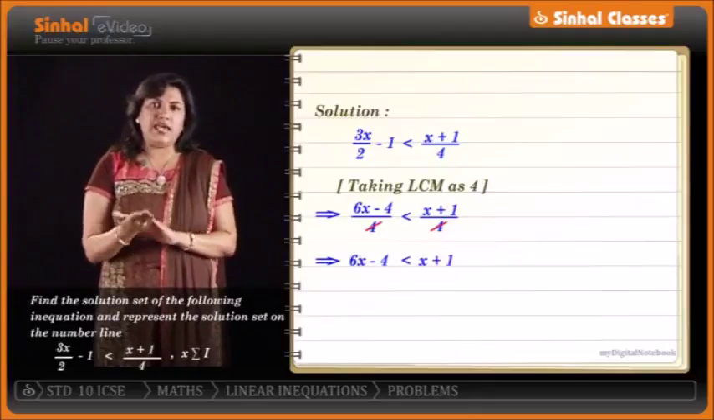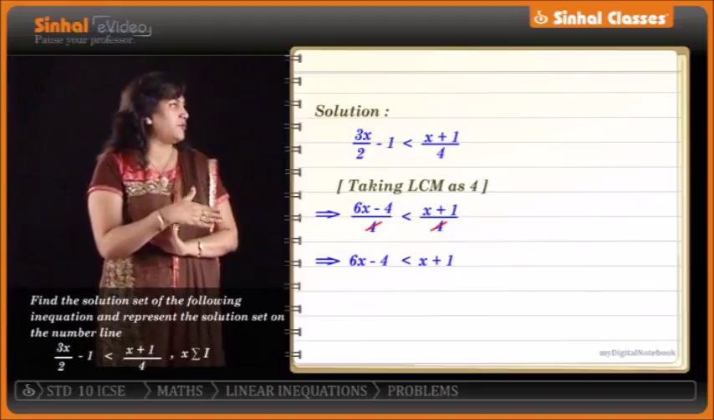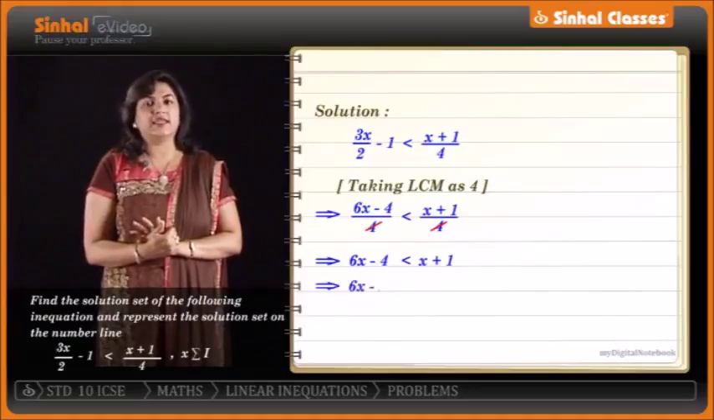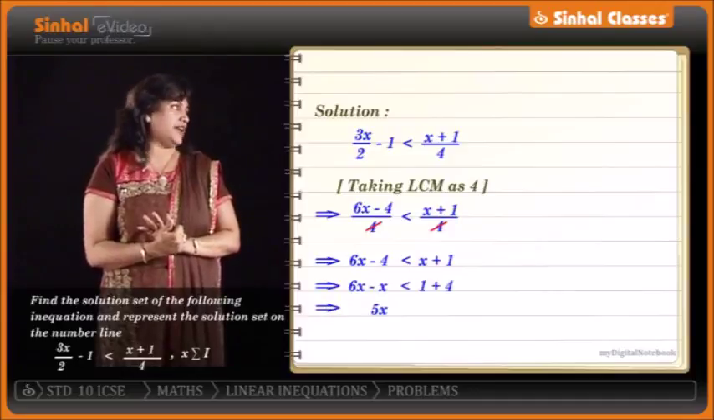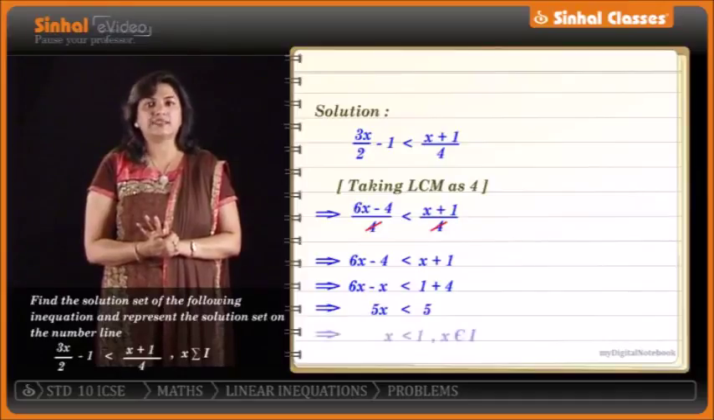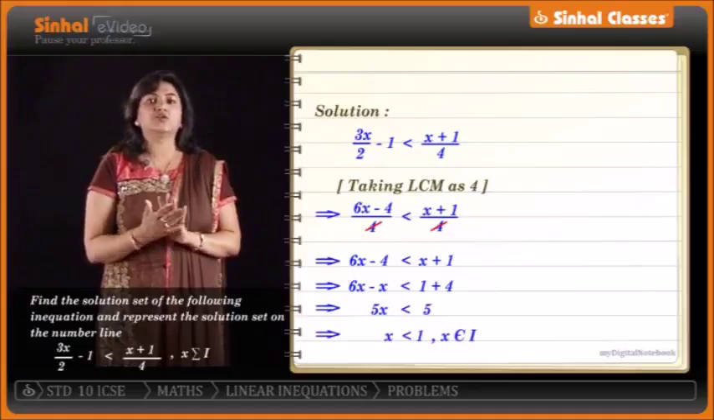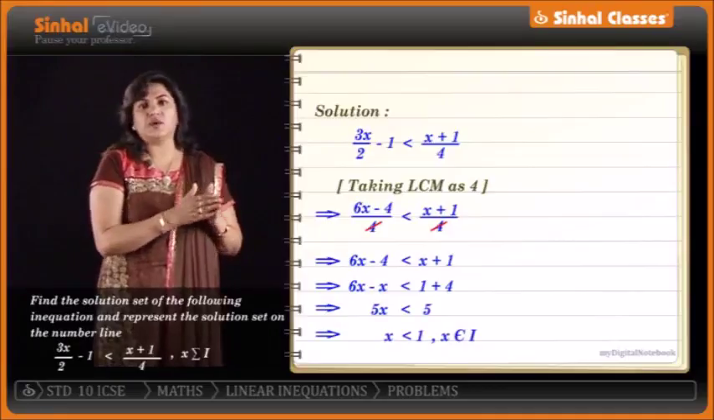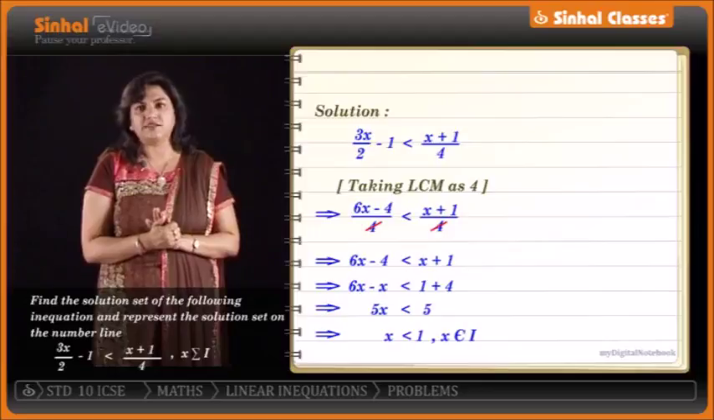Now we transfer x from the right to the left and we transfer minus 4 to the right. We get 6x minus x, that is 5x, and on the right we get 1 plus 4, 5. Now divide both the sides by 5, we get x less than 1. And x is an integer. So what values can x take? x would be 0, minus 1, minus 2 and so on up to infinity on the negative side.